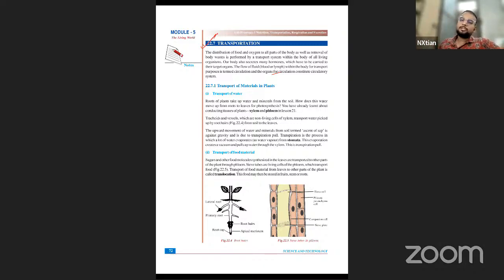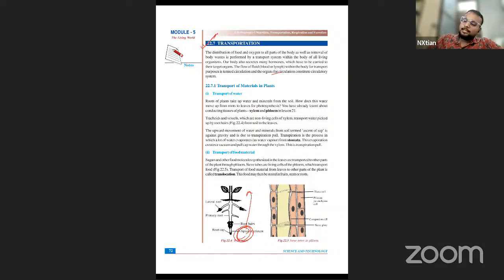There are two types of transportation. First is transportation of water, and the second one is translocation of food. Now, transportation of water occurs from the roots and it goes to the leaf. This is called transportation of water.